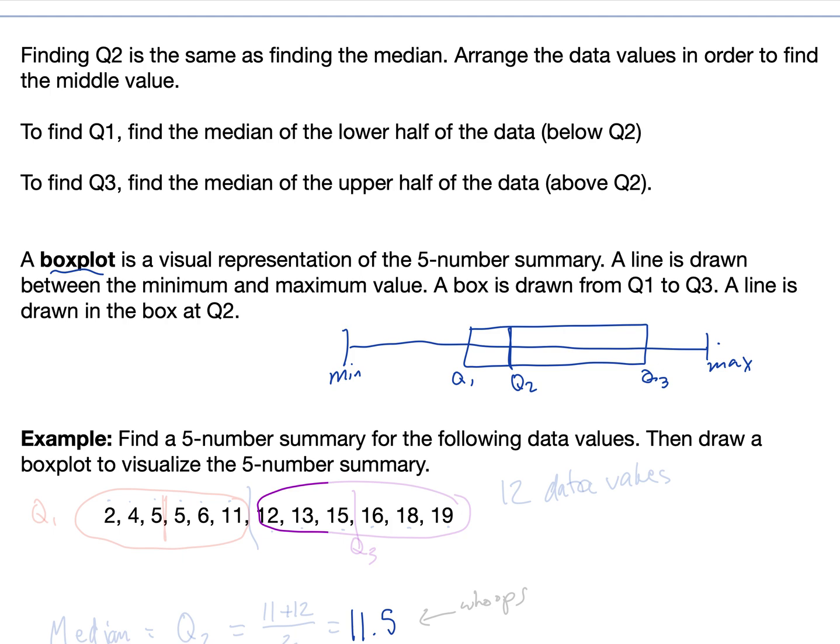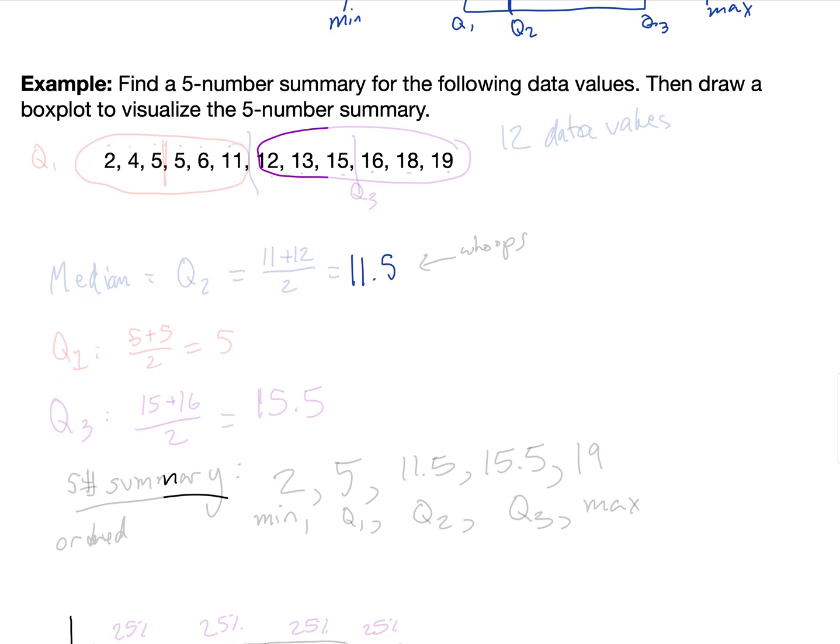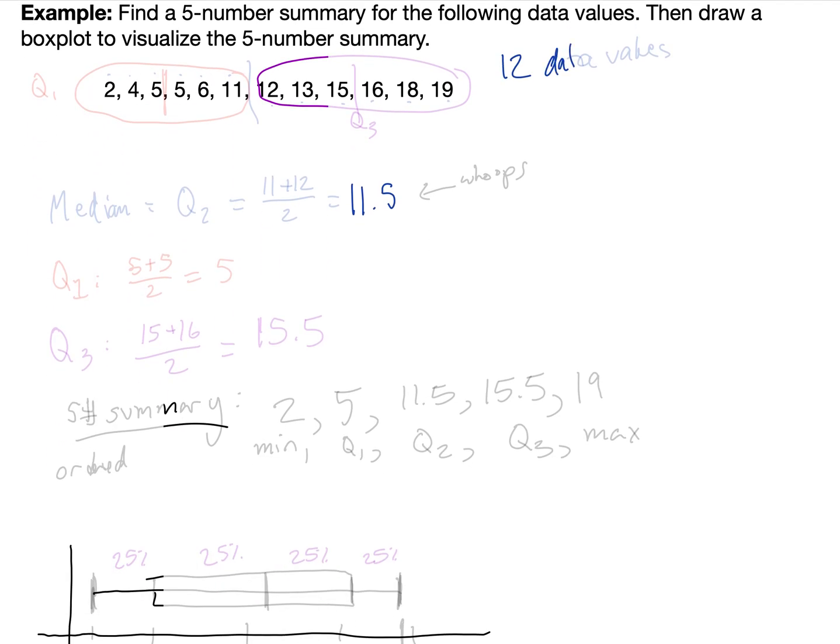Okay, so we're going to find the 5-number summary for the following data values and then draw a box plot to visualize the 5-number summary. So here we have 12 data values if you count them up, and because that's an even number of values, we know that the median is going to be the average of the middle two. So 1, 2, 3, 4, 5, 6, and then 1, 2, 3, 4, 5, 6. Okay, we've got 6 data values on either side.